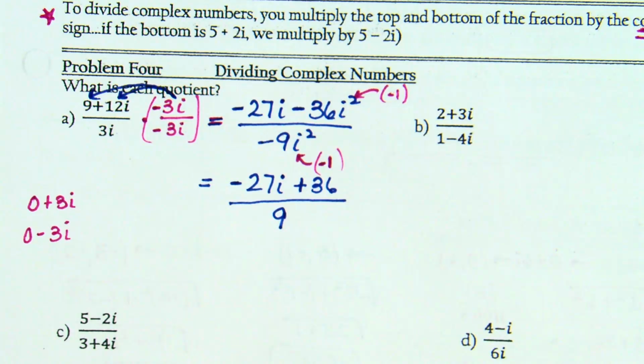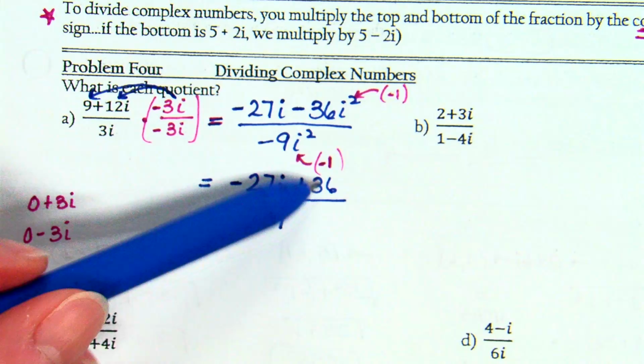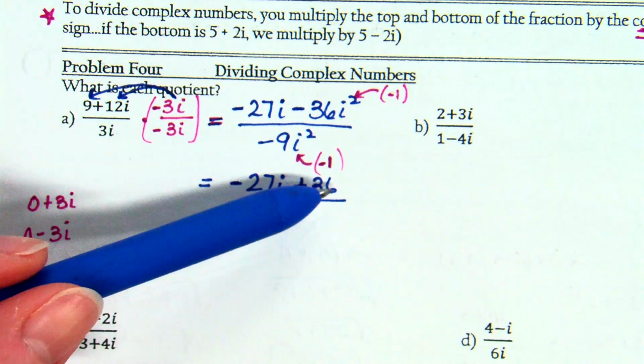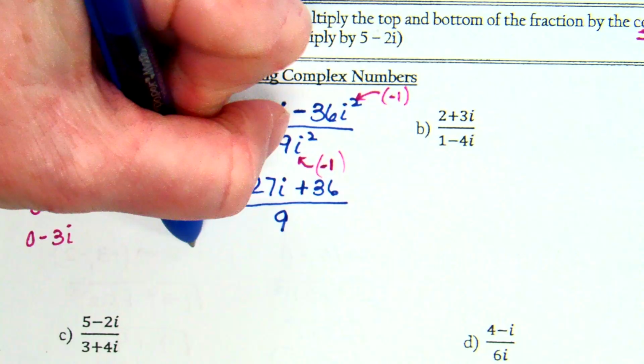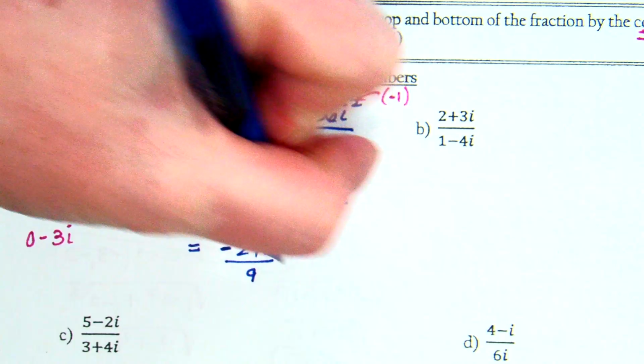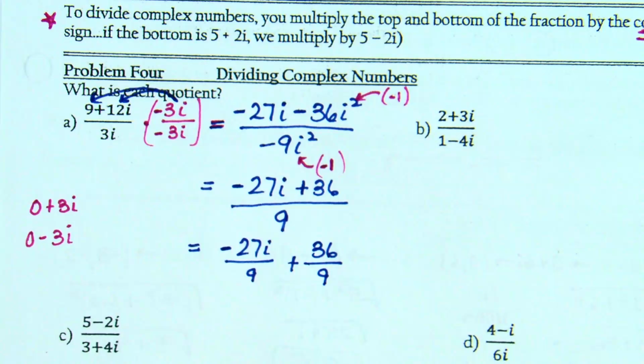What do you notice? This 9 in the denominator can divide into both pieces in the top. And since I can divide into both pieces of the top, we want to do that. So I'm going to split this into two fractions. I'm going to think of it as negative 27i divided by 9 plus 36 divided by 9. And you'll always want to split it up because they're always going to want your answer in the form a plus bi. They won't let you leave this as a fraction here.